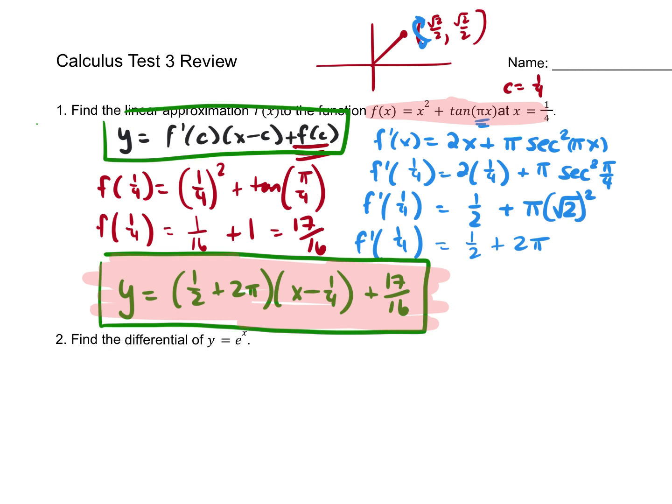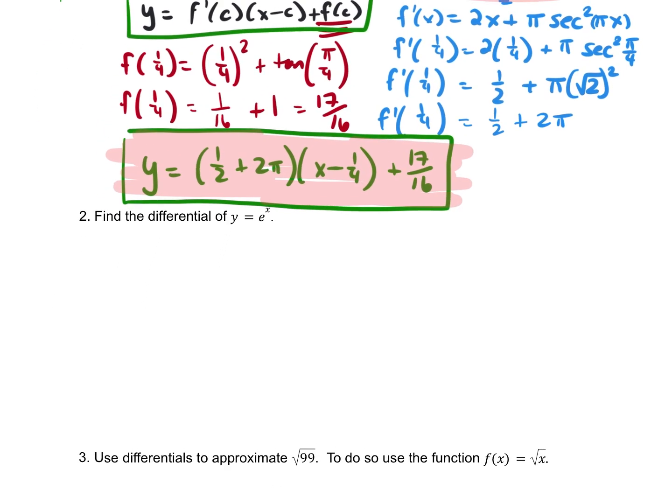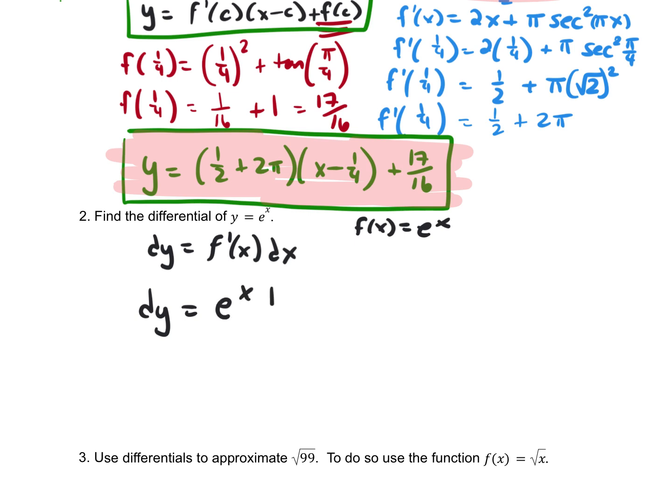Number 2 says find the differential of y equals e to the x. So the differential is just a way to approximate the change in y with the change in x. So if you recall, the differential dy is just simply equal to f prime of x times dx. So if we consider our function e to the x, then our differential is just going to be f prime, so the derivative of e to the x is e to the x times dx.